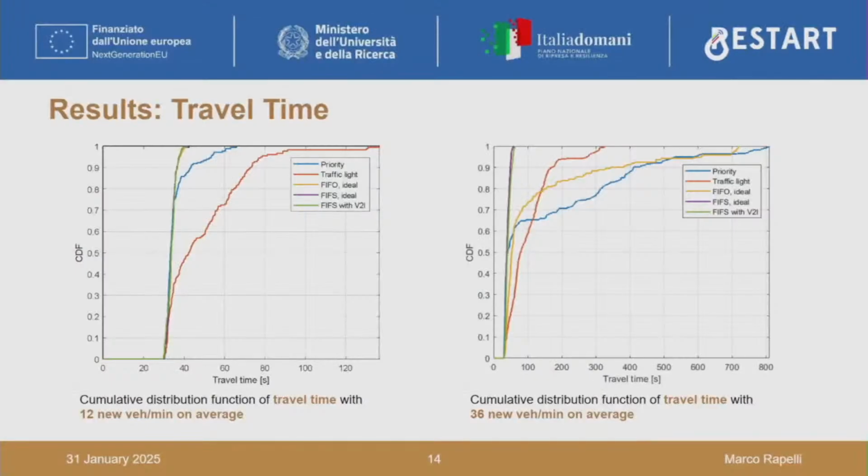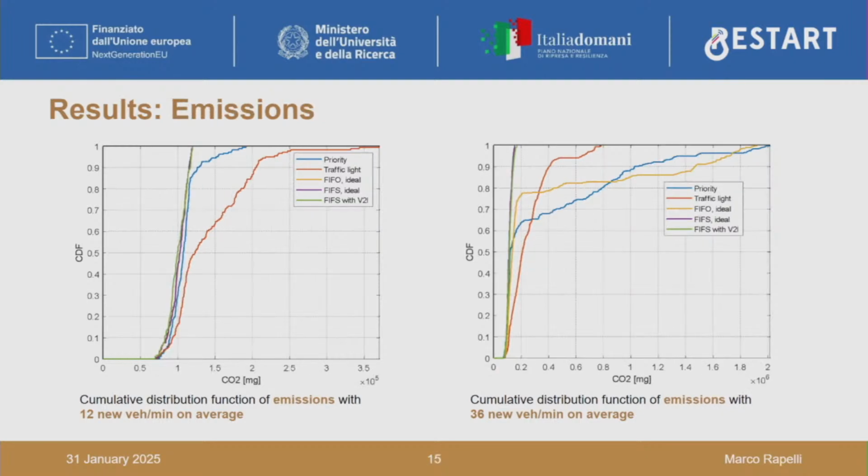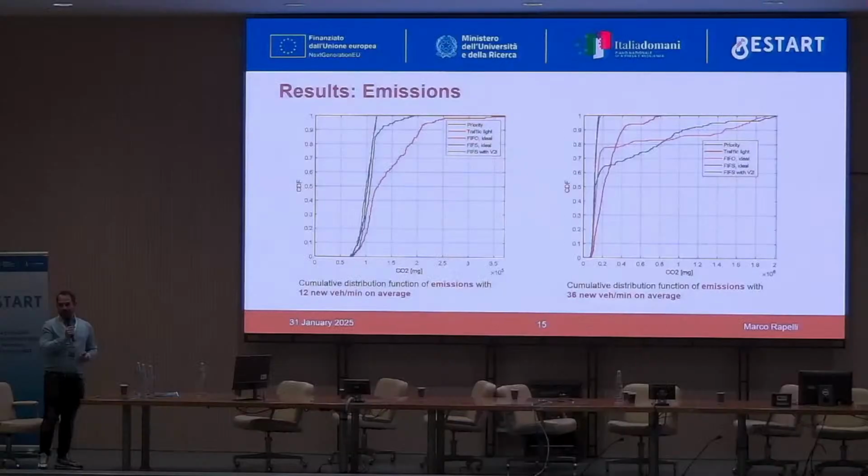Moving to results, we have here the results regarding the travel time for both a, let's say, low density scenario on the left and a higher density scenario on the right. You will see that our solution is the one with the green line, which basically outperforms all the other benchmarks we focused on. And same here for the emissions, with, again, on the left a low density scenario, on the right a higher density scenario.